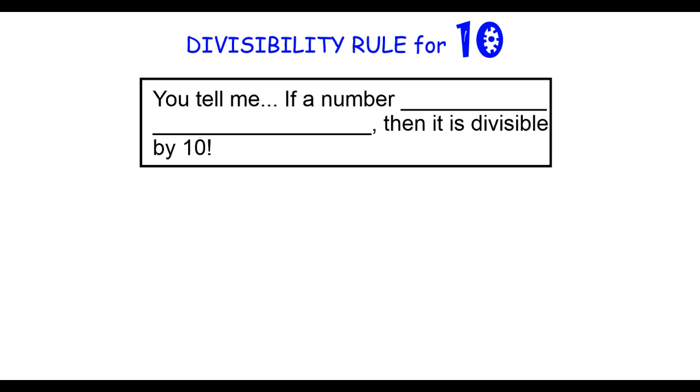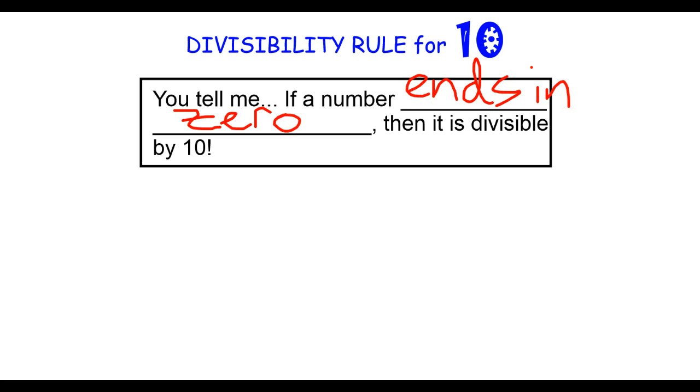And then I'm going to have you fill in one here for a second. The divisibility rule for 10, how do we know if a number is divisible by 10? So pause the video, fill in the blank. If a number blank, then it is divisible by 10. And of course we know we can divide it by 10 if a number ends in a 0. If it doesn't end in 0, when you divide it by 10, you're going to get a remainder.